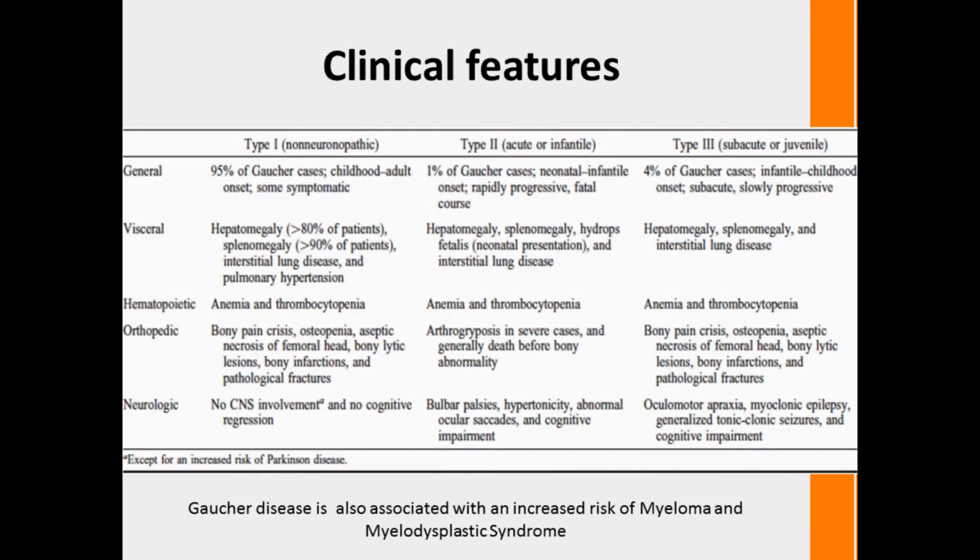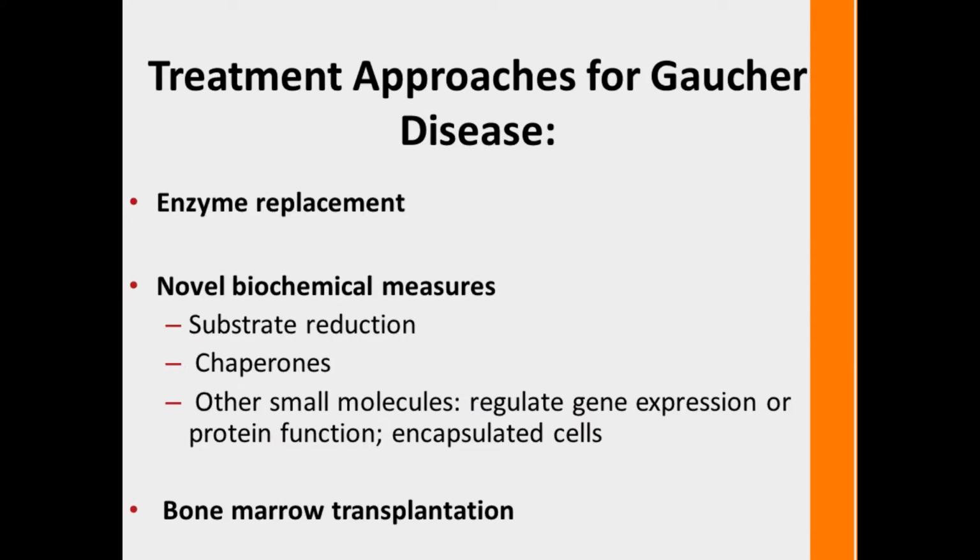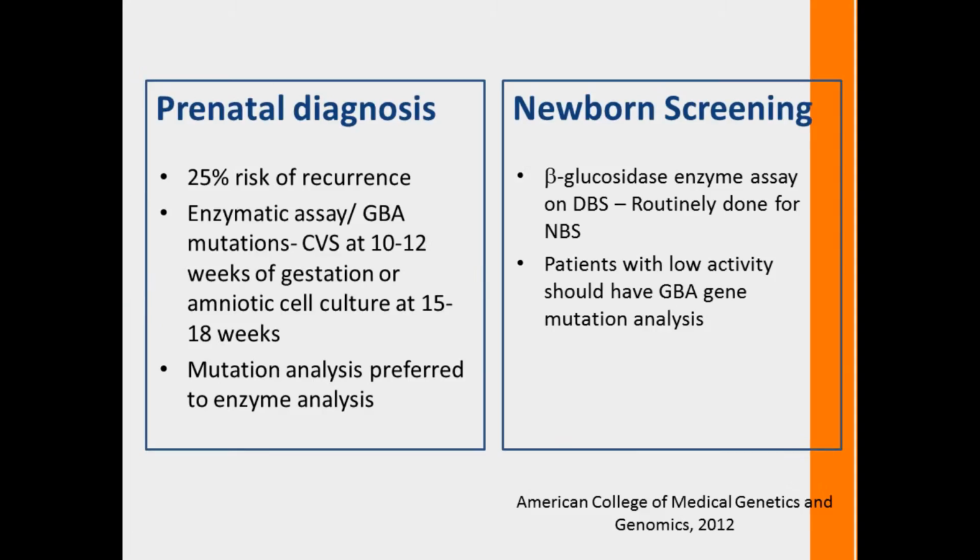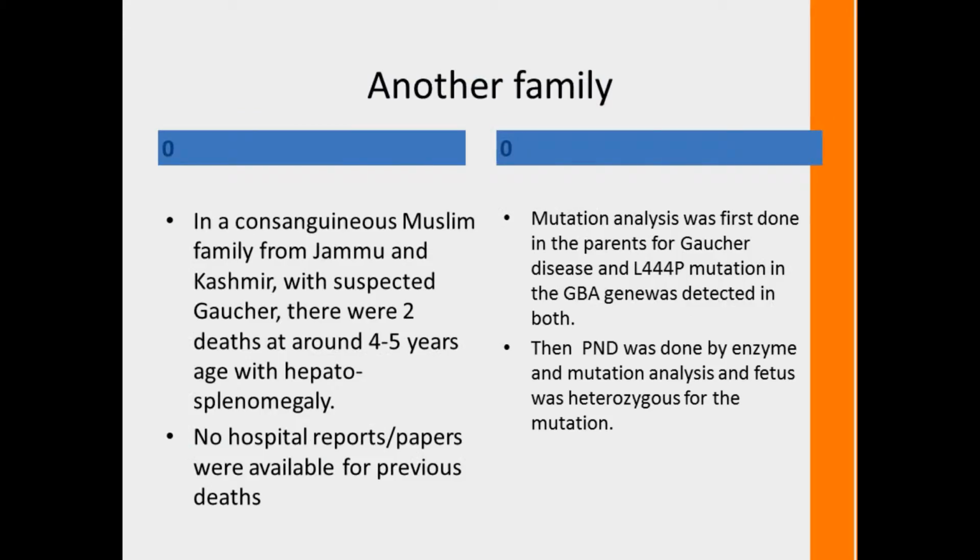Type 1 and type 2 Gaucher are usually seen. Type 3 usually comes in childhood. Treatment approaches include enzyme replacement therapy and substrate reduction therapy. Prenatal diagnosis and newborn screening are also available. There is a 25% risk of recurrence since it is a recessive disorder.